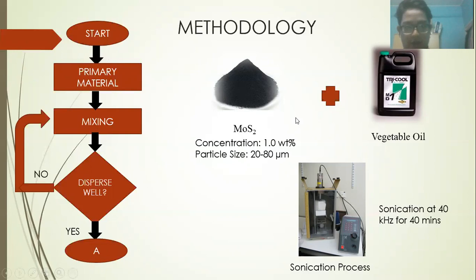And then there will be a mixing process between these two materials using the sonication process. Sonication process is where the sound energy is applied to agitate the particles in the sample. The sonication process will be held at 40 kHz frequency for 40 minutes. And when the particle is dispersed well, we'll go to the next process. If the particle is not dispersed well, we'll go back to the mixing process and do it again.